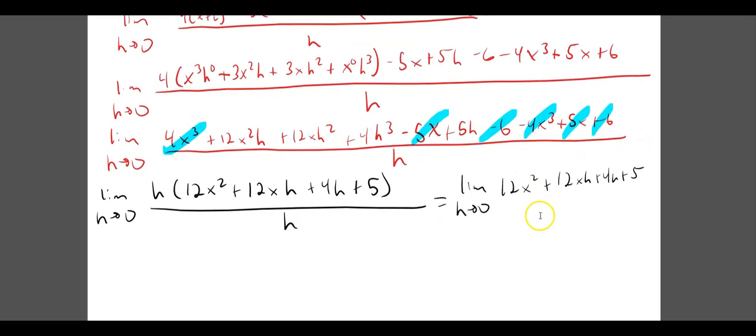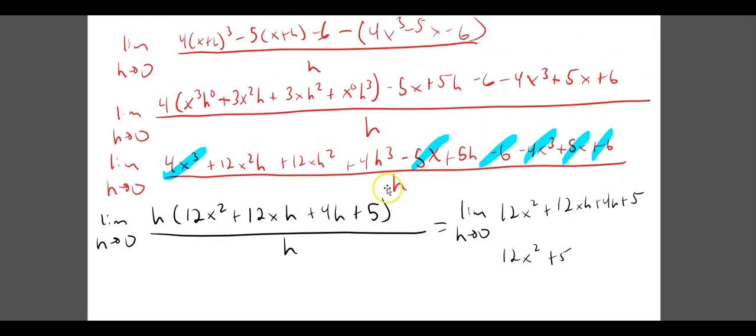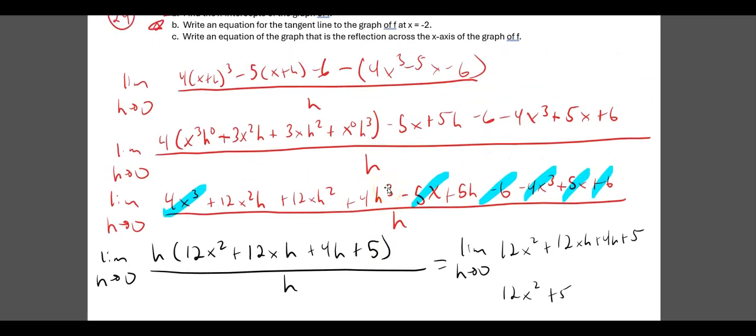And when we do that, we get 12x squared plus 5. Or should that be minus 5? That should be minus 5. Sorry about that, because that's negative 5. Sorry, I messed all that up.